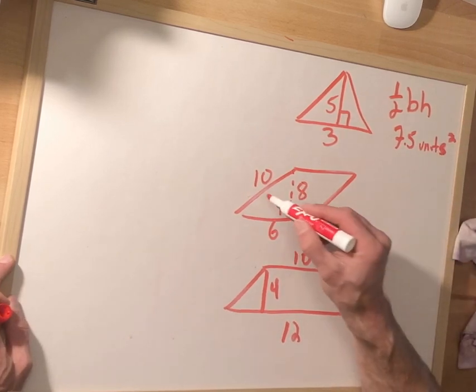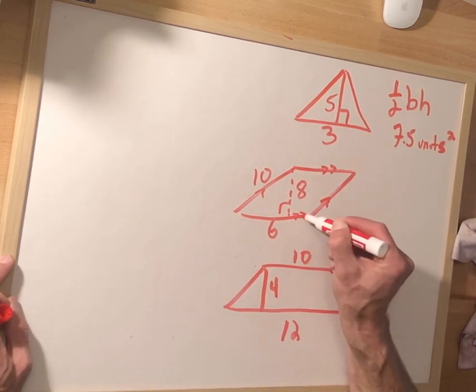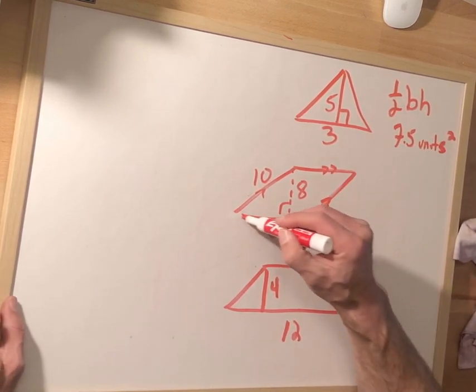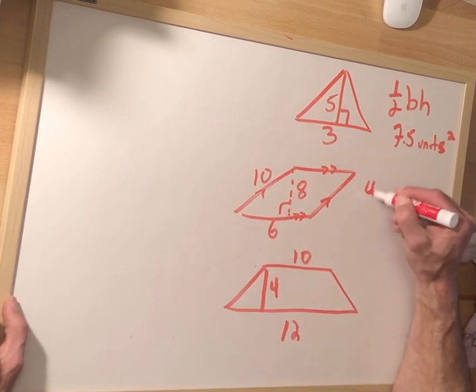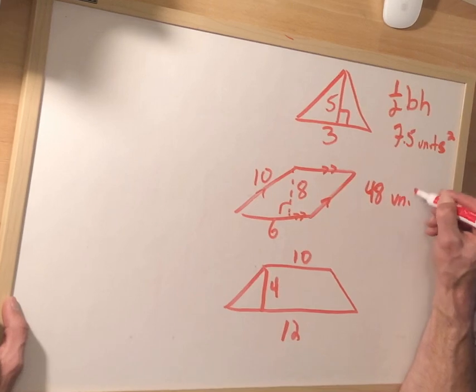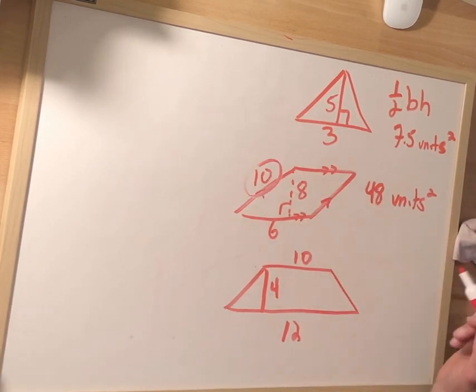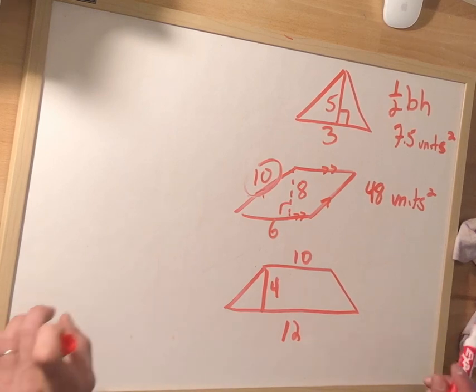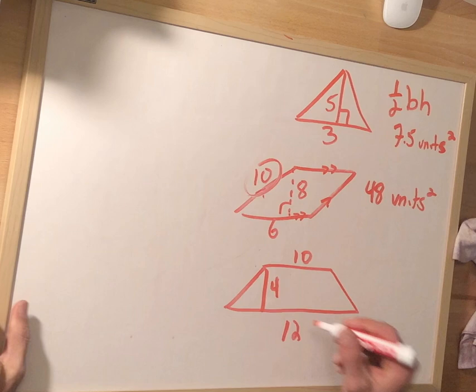For a parallelogram, if this side's parallel to this, and if these two sides are parallel, you would take base times your height. 6 times 8 is 48, and we would say it is units squared. This 10 is here just to confuse you. You don't really need it if you're trying to find the area. This is the slant height.